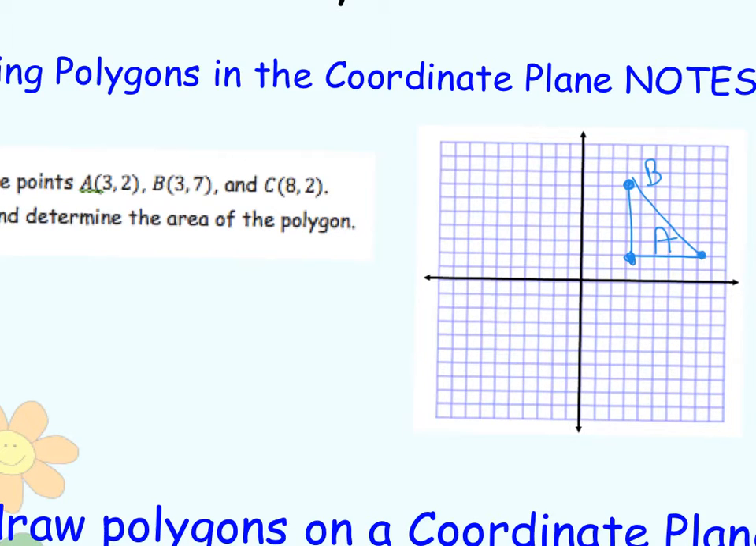So today we are going to be talking about drawing polygons on the coordinate plane and how to find the area from these polygons. So I already plotted the first points, so what I would like you to do is pause the video, plot your points, and then remember to find the area of a triangle. Area of a triangle, it is base times height divided by 2. So pause the video and see if you can figure out the area of this and then come back.